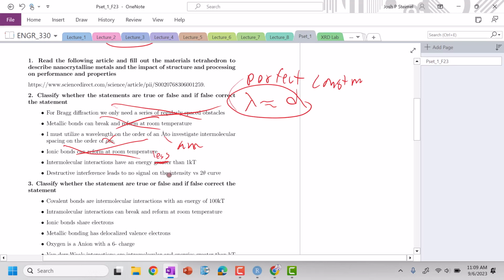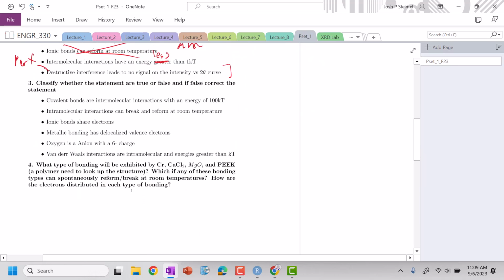Destructive interference leaves no signal. True, but it needs to be perfect. So perfect destructive interference. So that's a little caveat there. Covalent bonds are intermolecular interactions with energy of 100 kT. No, they're intramolecular. Intramolecular interactions can break and reform at room temperature. No, inter. Ionic bonds share electrons. No, they take or give away.